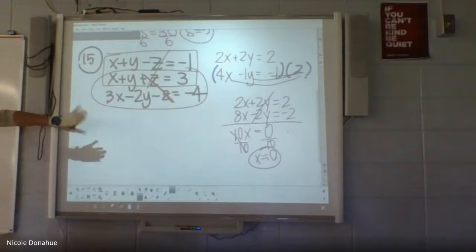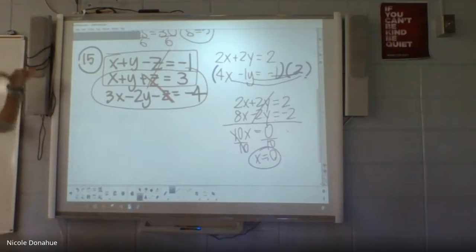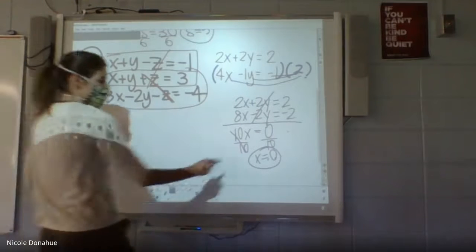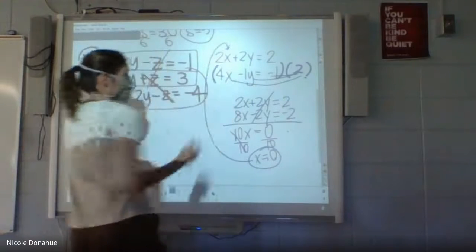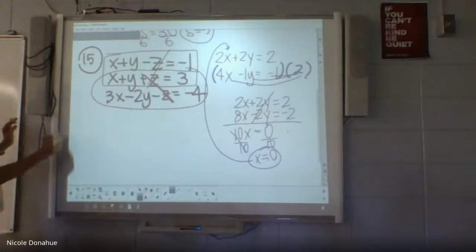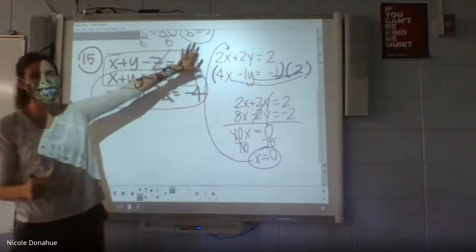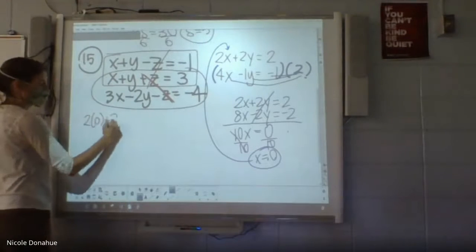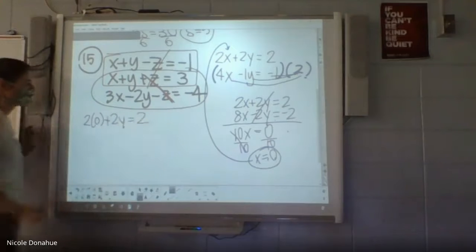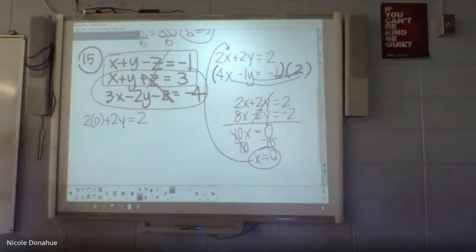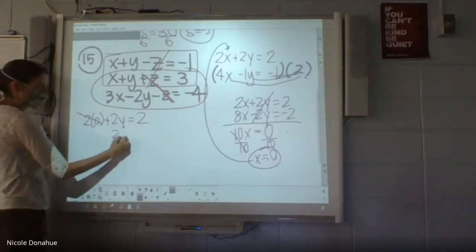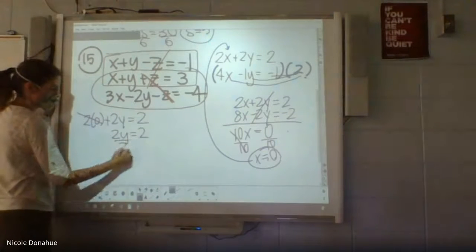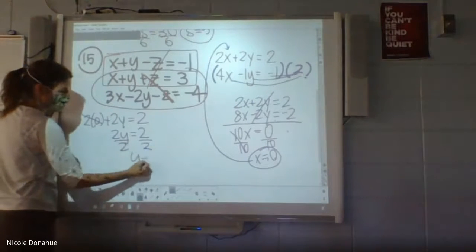So once I have x is 0, then I have to work my way backwards. I'm going to take this x and put it back in up here. And I can put it back into either of those two. That one just looks easier. So 2 times 0 is just gone. 2y equals 2. So I find out y is 1.